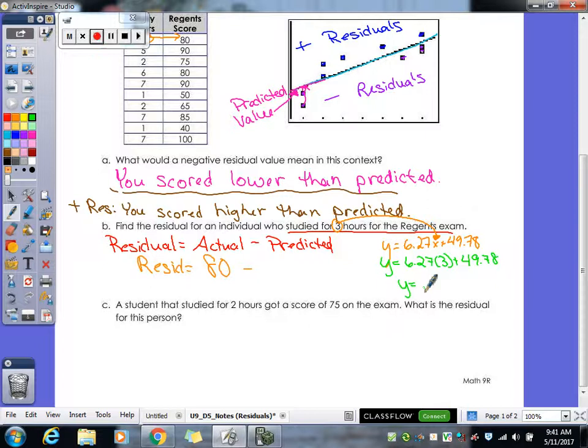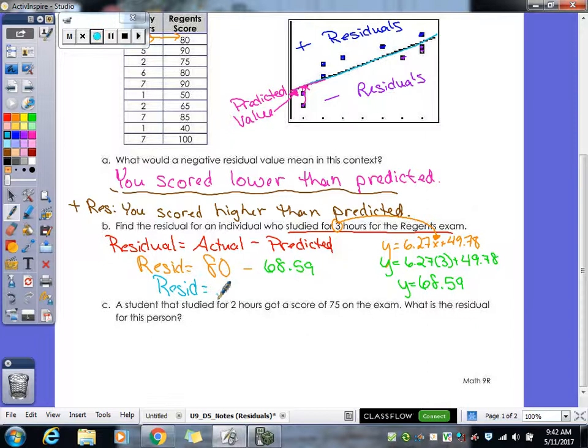So we got to do 6.27 times 3 plus your 49.78. So what is their predicted score? 68.59? Okay. So we're going to subtract that from the actual score. So 80 minus the 68.59 that they're predicted to have gotten based on our line of best fit.